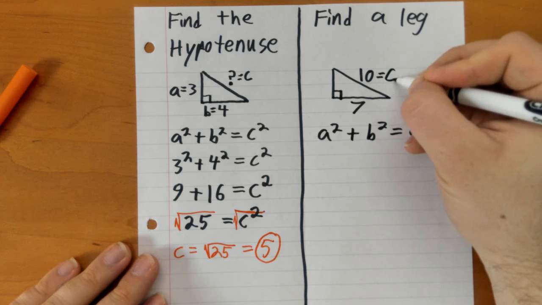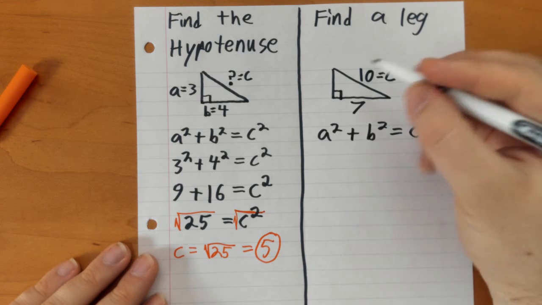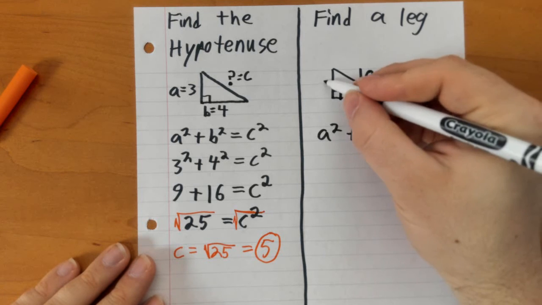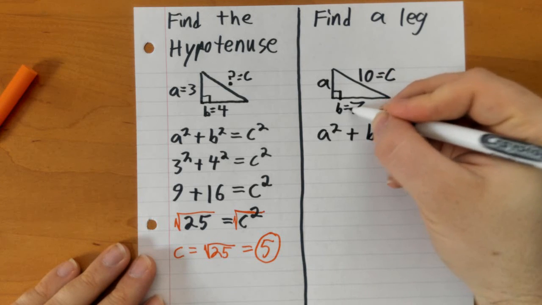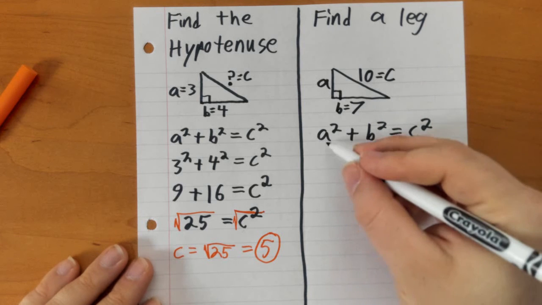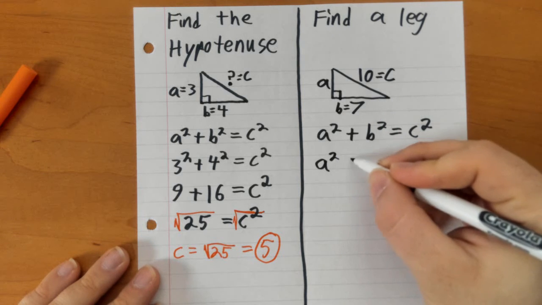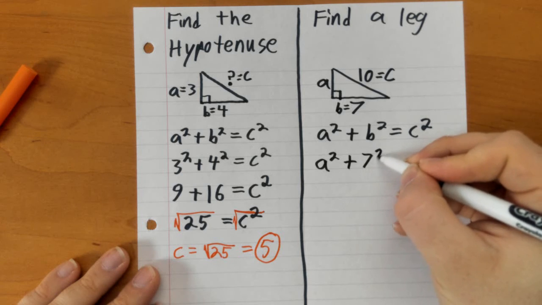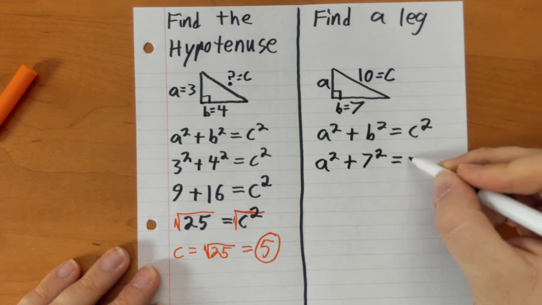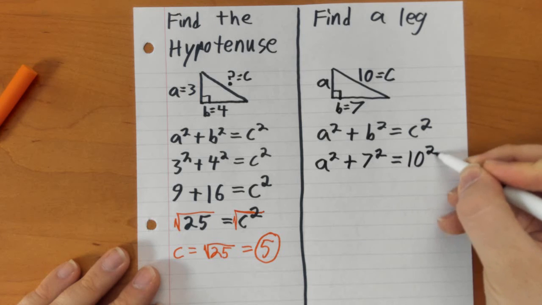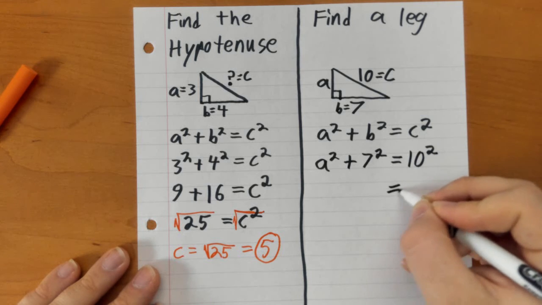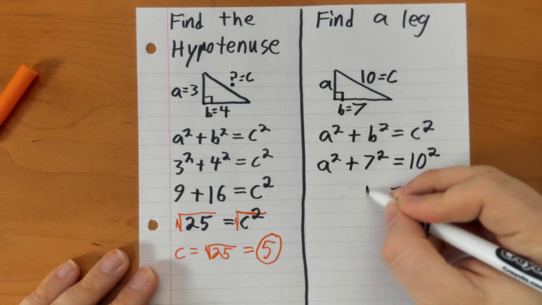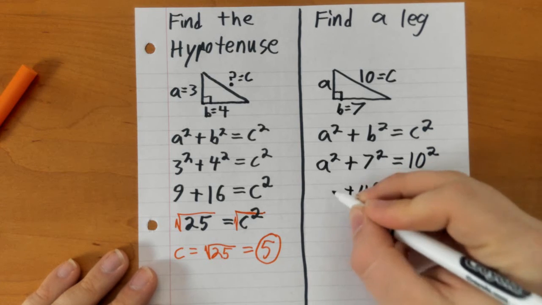So in this case, we do have the hypotenuse, our c value. Again, it doesn't matter which one's a or b, right? So here, we could say this is a, I'll label that b, right? So we don't know what our a value is. This is where we're finding a leg. B is 7 here. So we got a squared plus 7 squared equal to 10 squared. So we should know our perfect squares. 10 squared is 100. 7 squared is 49.